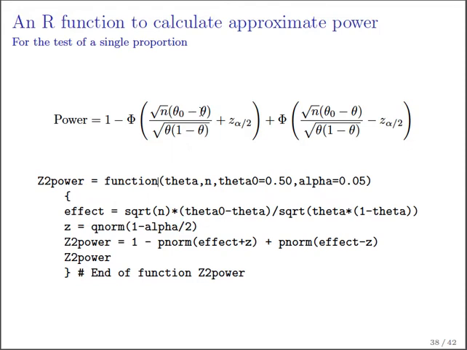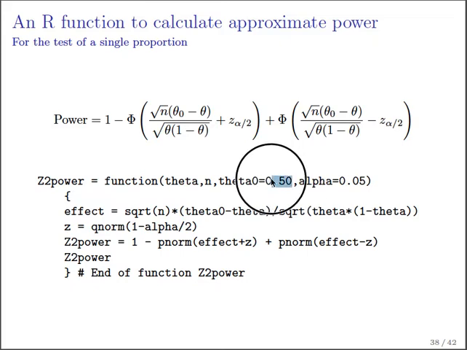You need the true value of theta. You need n, the true value of theta, and you need theta 0, the value under the null hypothesis. And you also need alpha, because with alpha, the significance level, we can't just assume it's 5%. You can obtain z alpha over 2. Okay, so it's a function of theta, the true parameter value, and the sample size, and theta 0.